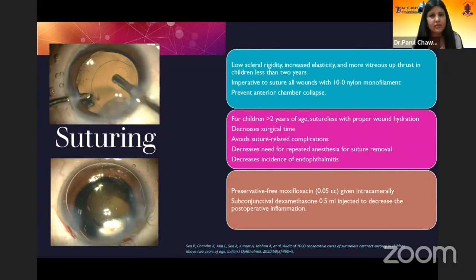It is very important to suture all the wounds with 10-0 nylon or 10-0 Vicryl because of low scleral rigidity in children, increased elasticity, and more vitreous upthrust, especially in children less than 2 years of age. This helps in preventing anterior chamber collapse. For children more than 2 years of age, a sutureless technique can be done, but with proper wound hydration.